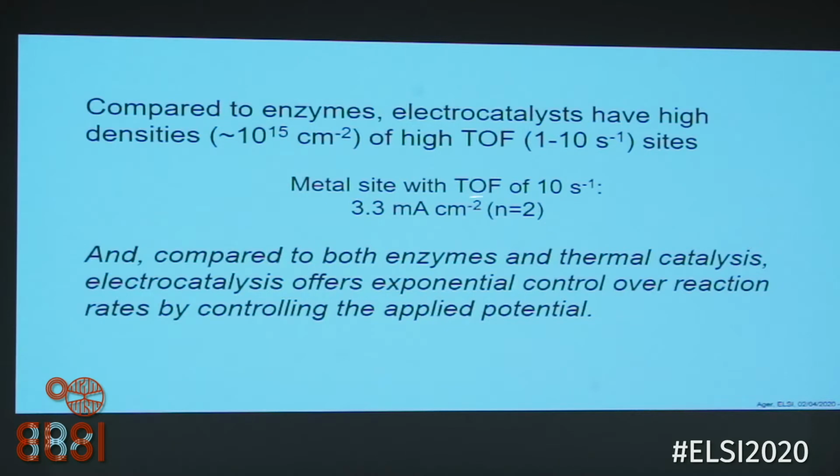I do a little math here to convince you that this is true. This is a metal surface with a metal site with a turnover frequency of 10 per second gives us a current density for a 2-electron product, typical of what we measure. So also, we have exponential control over reaction rates by controlling the applied potentials.